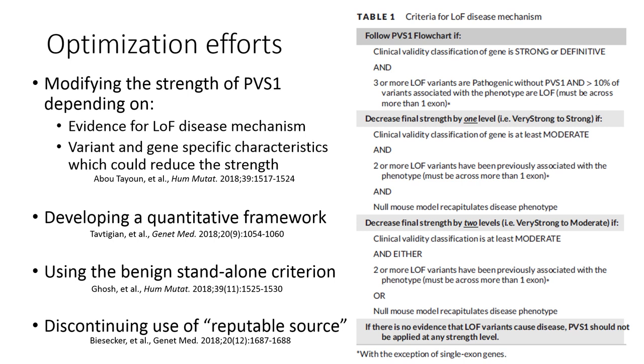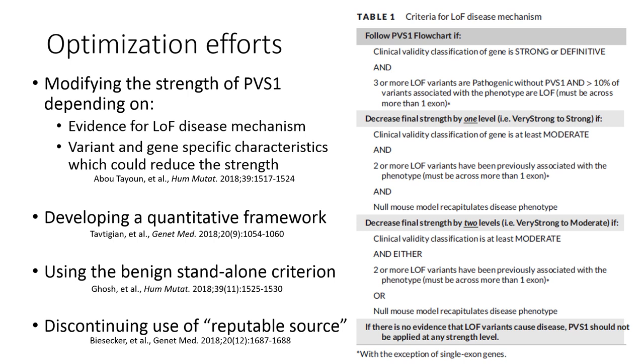As this table shows, it may be appropriate to downgrade the strength of this evidence depending on how established the mechanism of disease is for a gene-disease pair. There are also other variant and gene-specific characteristics which may warrant downgrading PVS1 to strong or moderate evidence. A detailed flowchart of these circumstances is provided in the manuscript.